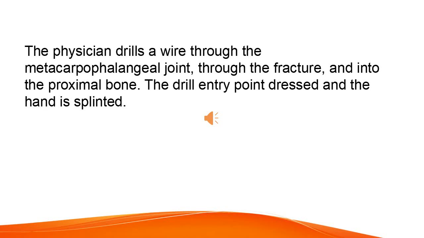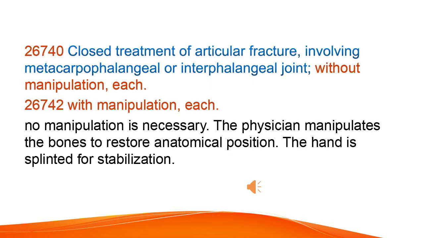The physician drills a wire through the metacarpophalangeal joint, through the fracture, and into the proximal bone. The drill entry point is dressed and the hand is splinted. Closed treatment of articular fracture, involving metacarpophalangeal or interphalangeal joint, without manipulation, each. With manipulation, each. No manipulation is necessary. The physician manipulates the bones to restore anatomical position. The hand is splinted for stabilization.